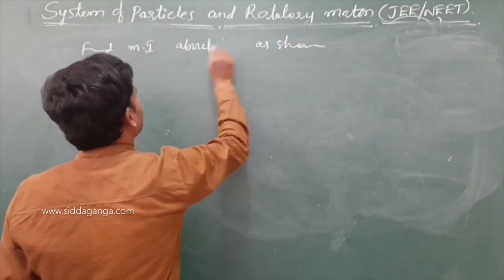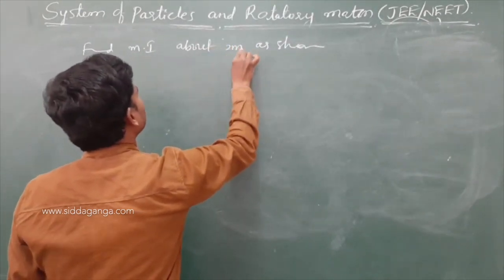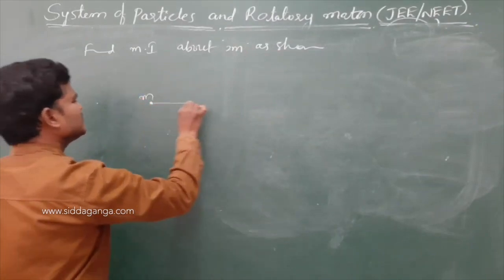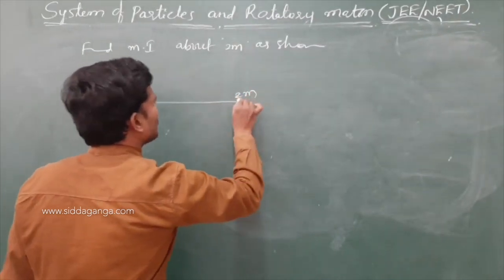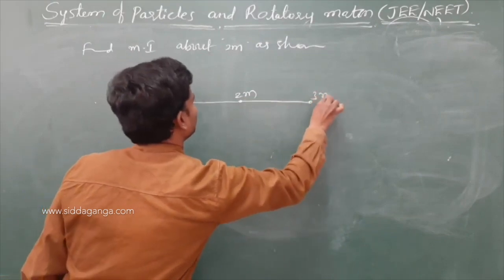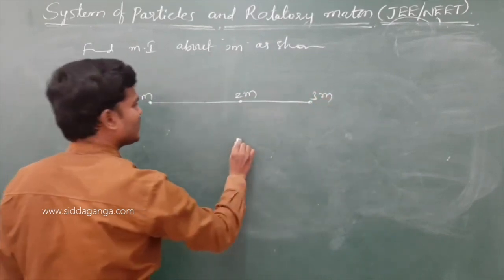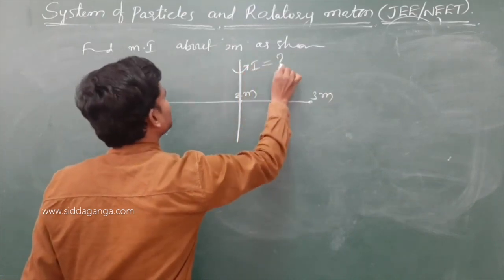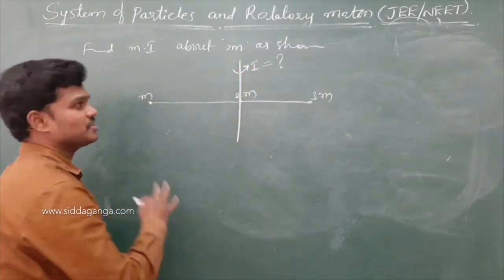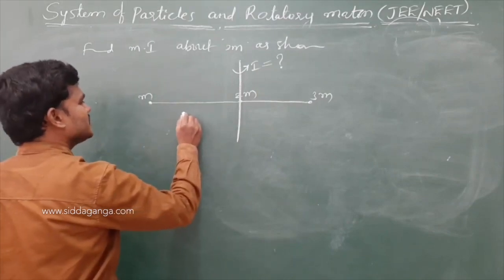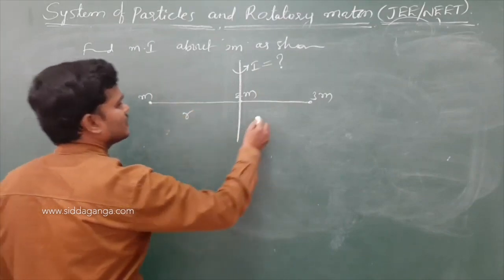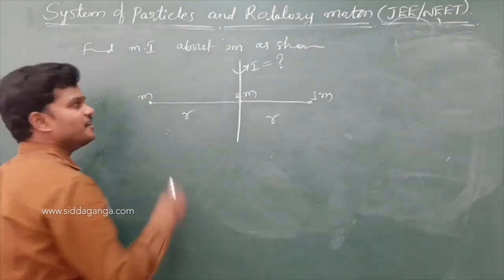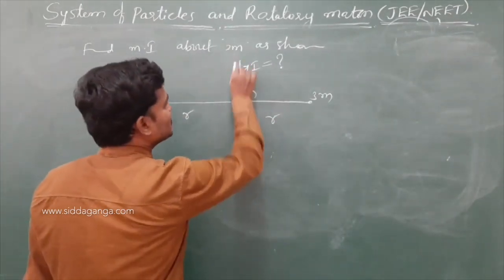Okay, find the moment of inertia about the 2m mass as shown in the figure. Let us suppose this is m mass, this is 2m mass, and this is 3m mass, and they are asking to find the moment of inertia about this axis. This is the question. Let us consider this distance is r, and this also is r. We need to find the moment of inertia about this axis.